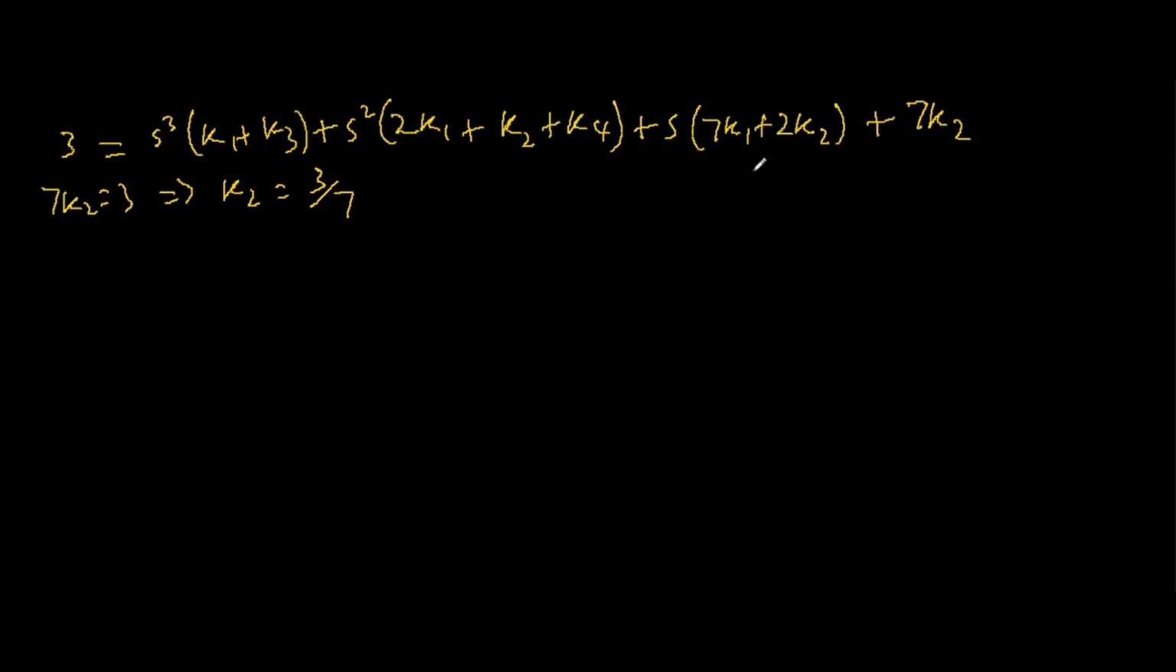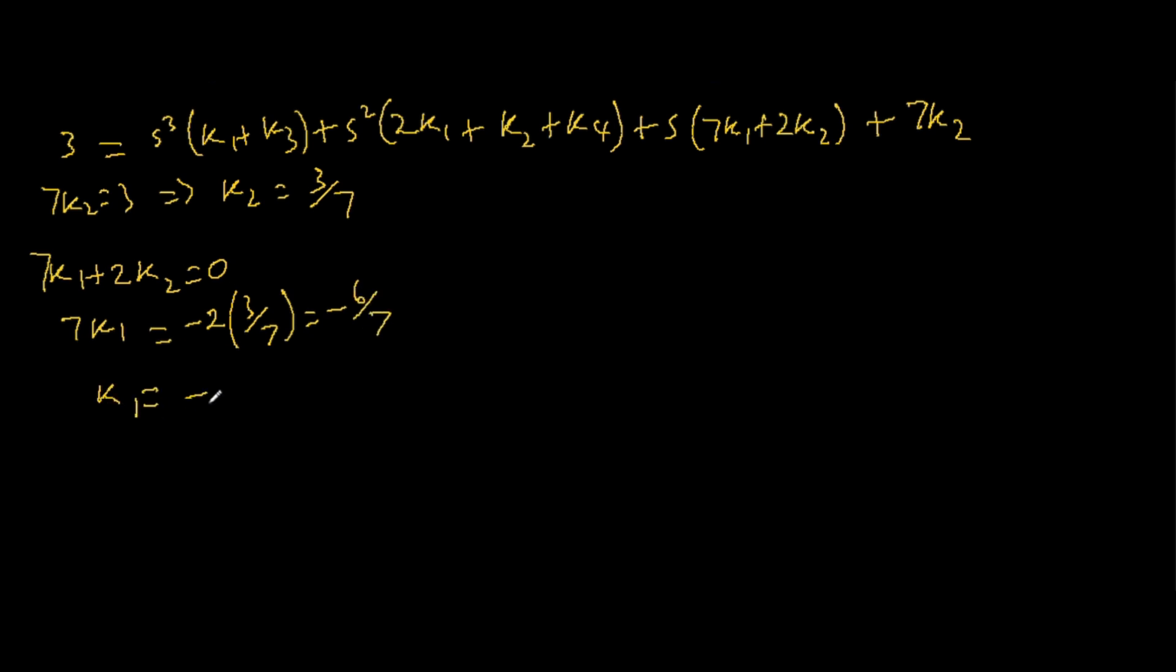Now let's work smart. Here we have two unknowns, k1 and k2, but we just computed k2. So let's look at this term. You have 7k1 plus 2k2 is equal to 0. We already know the value of k2 as 3 over 7. So we have 7k1 is equal to minus 2 into 3 over 7, which gives us minus 6 over 7, and that tells us that our k1 is equal to negative 6 over 49. Okay, so we have k2 as 3 over 7, k1 as minus 6 over 49.